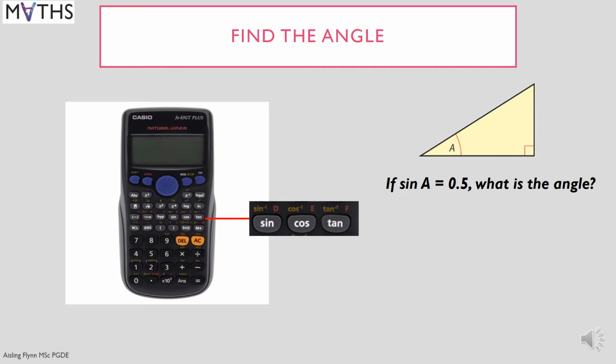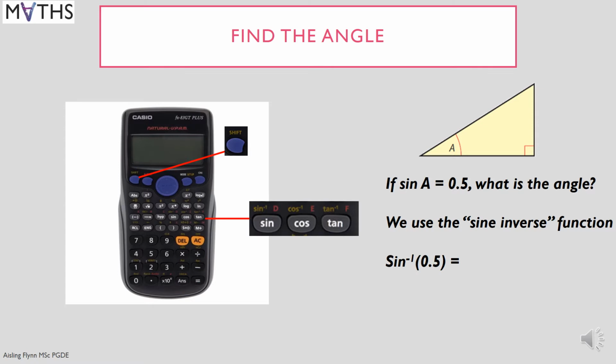To select those functions, on this calculator you'd press the shift button, which allows you to select the yellow writing on the calculator. In this example we use the sine inverse function. So you would press shift and the sine button to give you sine inverse. You would type in 0.5, press your equals button, and the calculator will return the angle A. In this case A is 30 degrees. It would be good to pause the video here and try that on your calculator to make sure you can operate that function correctly.